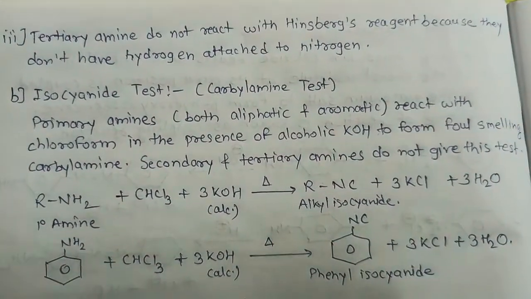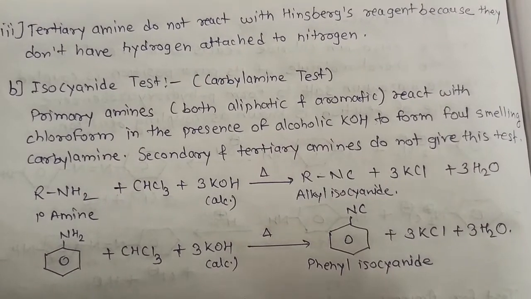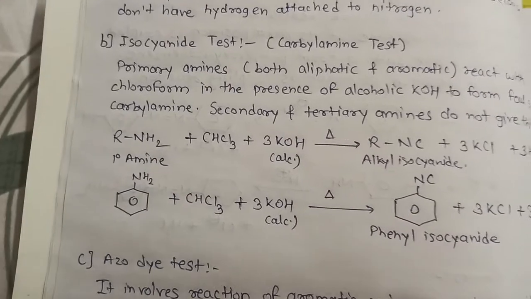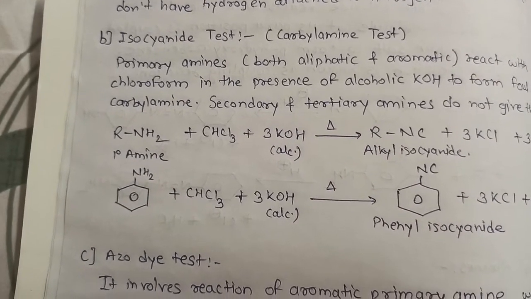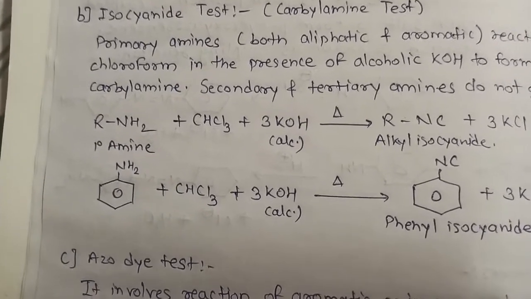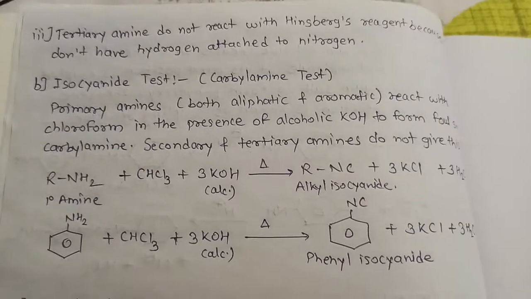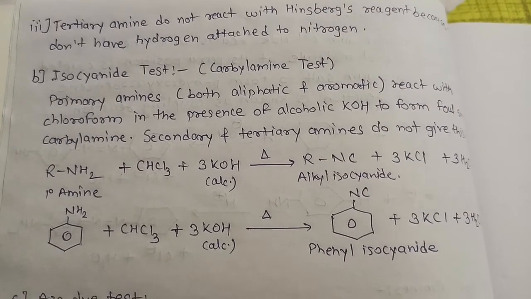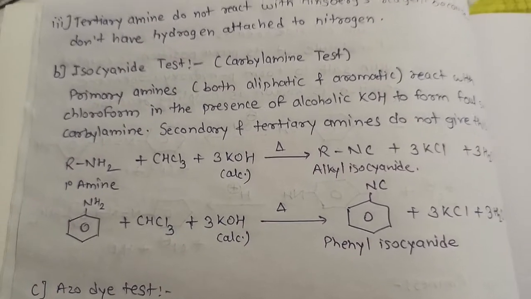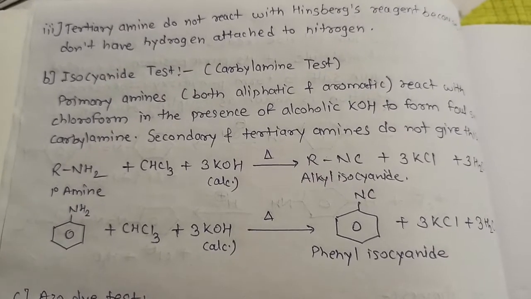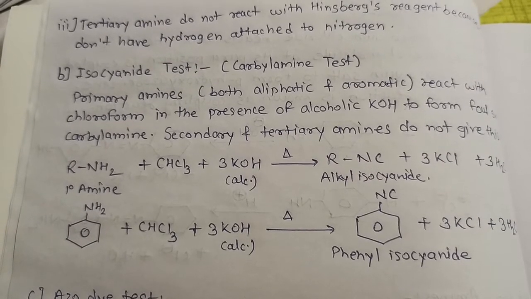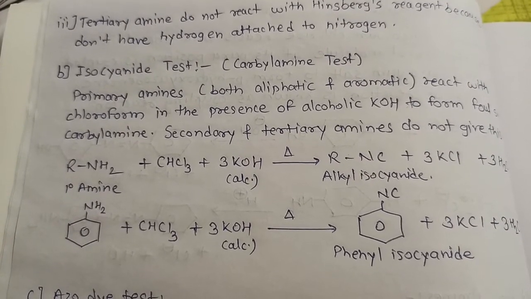Tertiary amines do not react with Hinsberg reagent because they don't have hydrogen attached to nitrogen. So at the starting stage only, (CH3)3N, trimethylamine or triethylamine, they don't have hydrogen directly attached to nitrogen, and therefore they do not give Hinsberg test. So that's how we can distinguish primary, secondary and tertiary amines. Primary amines form soluble salt, secondary amines form an insoluble product, and tertiary do not react at all.